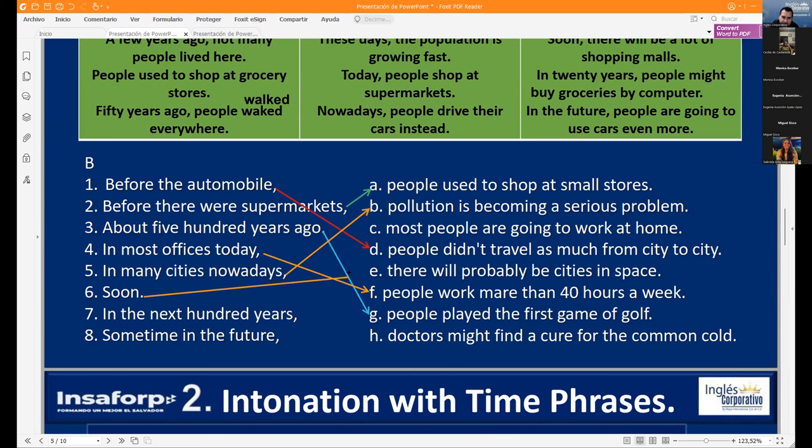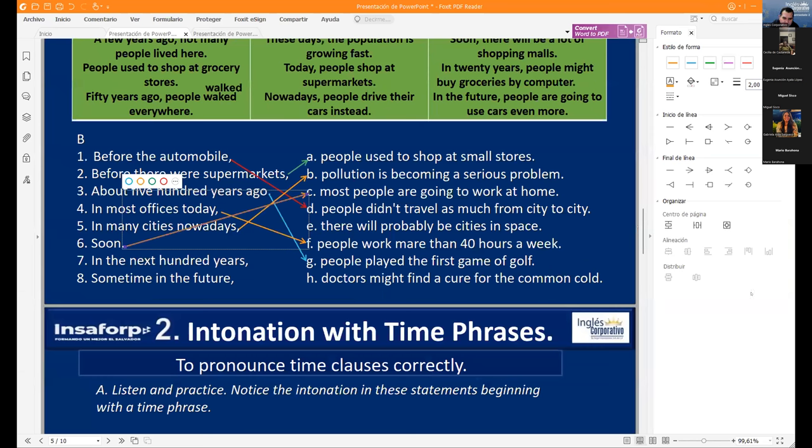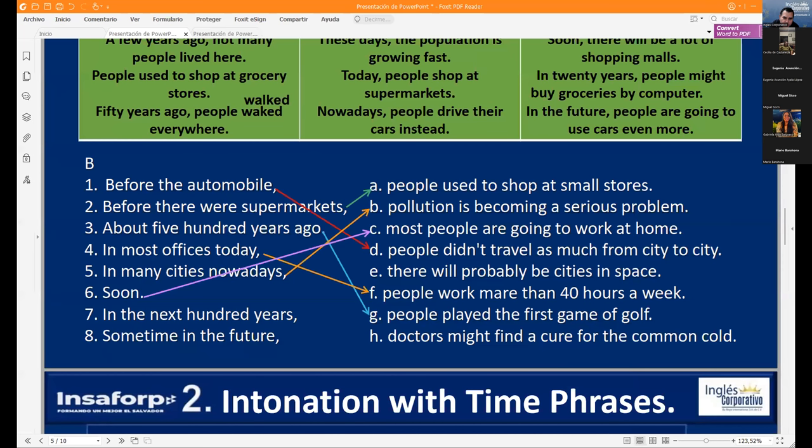Letter C. Most people are going to work at home. Okay, yes, sure. Different colors, maybe this color. Don't like it, but it's different. Okay, so soon, most people are going to work at home. In the next 100 years, what?